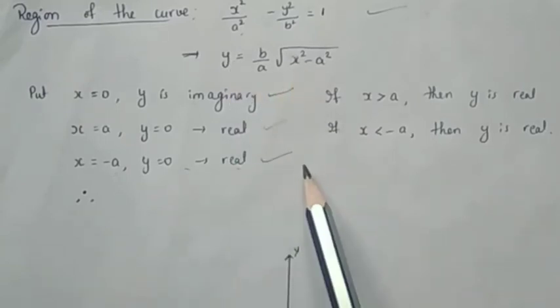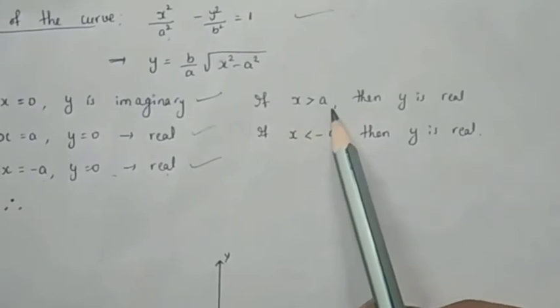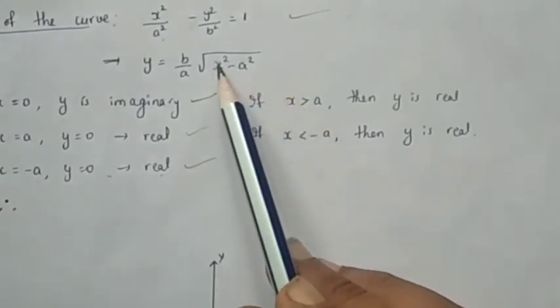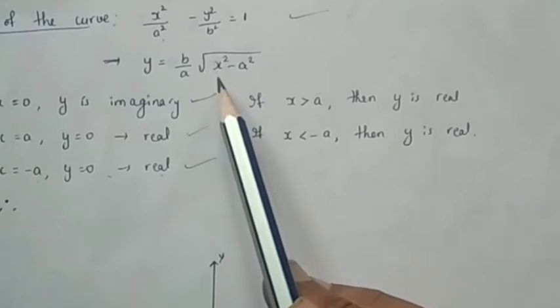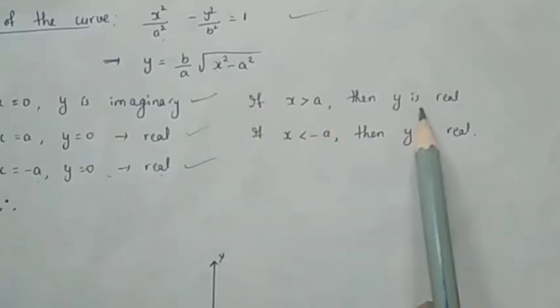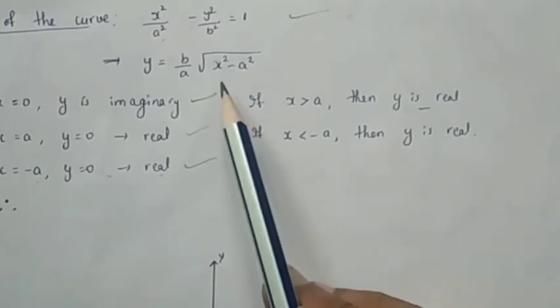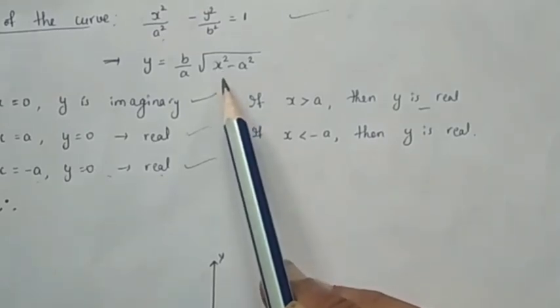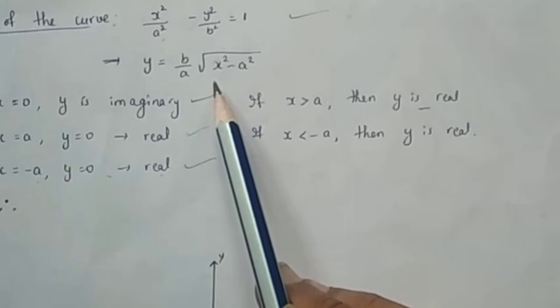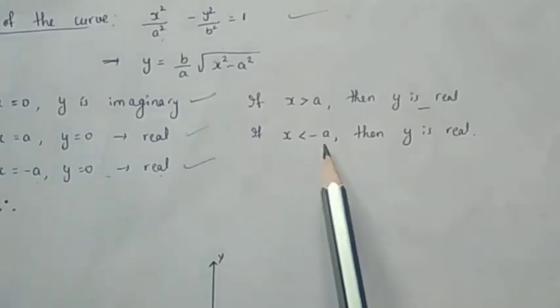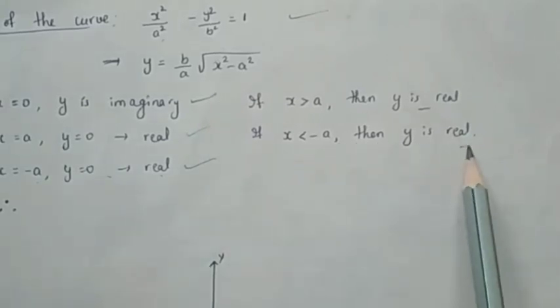It is real. If x is greater than a, you put x is equal to 2a, 3a, 4a, 5a. You get the y value is real. If you substitute x is equal to minus 2a, minus 3a, you get the y value also real. If x is less than minus a, then y is real.